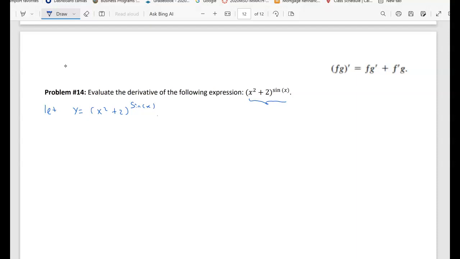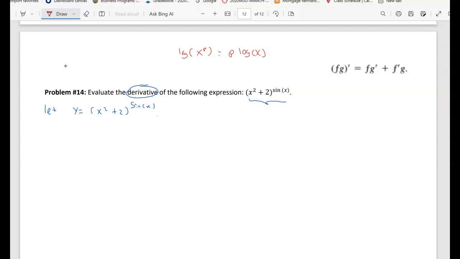power of sine x. Now, the next step is to try to express it in a form where we can actually take a derivative, since the main objective is to evaluate the derivative. So the best option here is to take the log of both sides, because by properties of logs, the log of x to the p is equal to p log of x. So if we evaluate a log, we'll be able to drop that exponent and then evaluate the derivative of the expression.